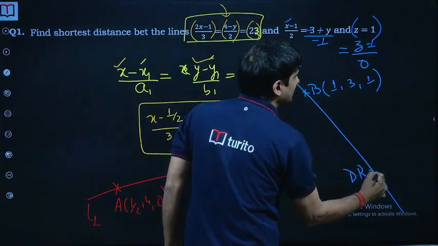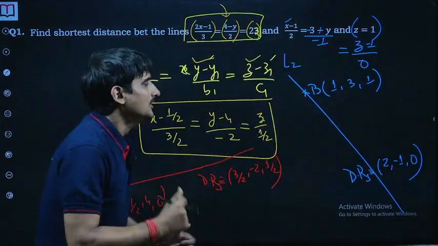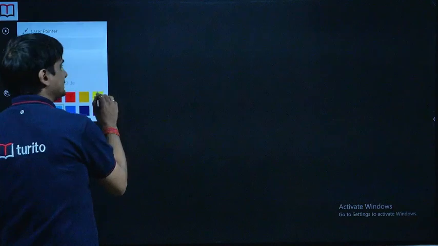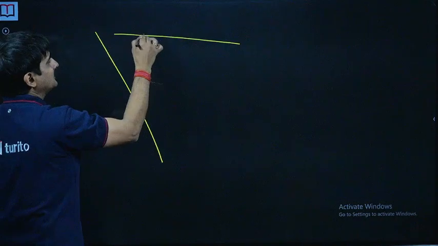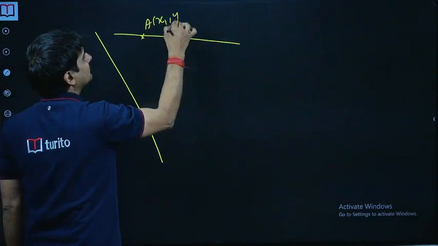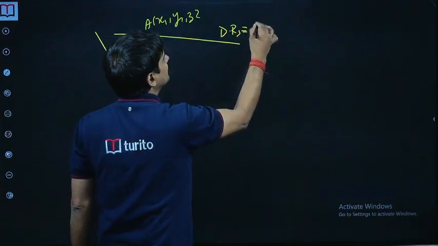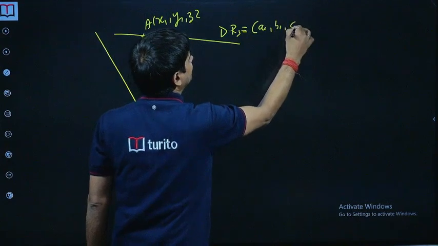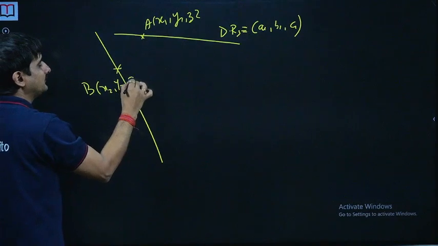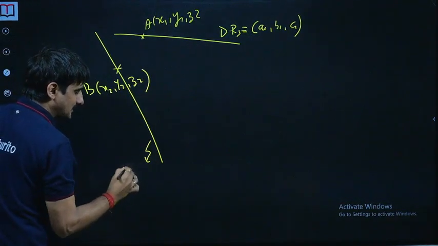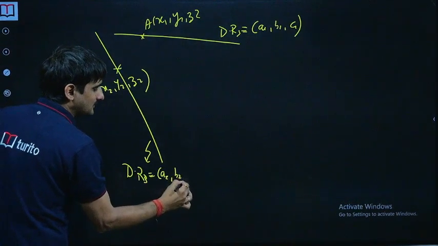DRs of the second line are (2, minus 1, 0). Now how to find the shortest distance? That's a direct formula, bachcho. So if you have two lines here, now this passes, so I'm just writing the formula. Not going to apply it, bachcho, because then of course we all can apply it very easily. So it's (a1, b1, c1), and this is point B, which is (x2, y2, z2), and its DRs are (a2, b2, c2).